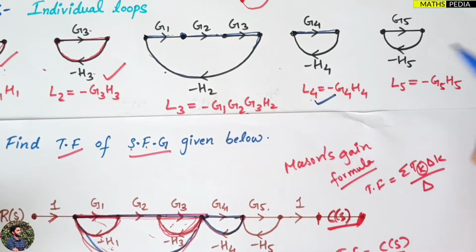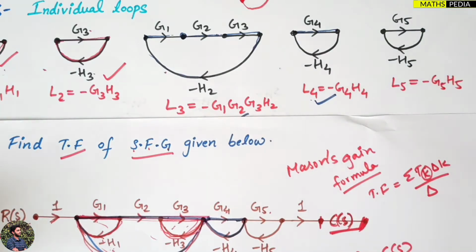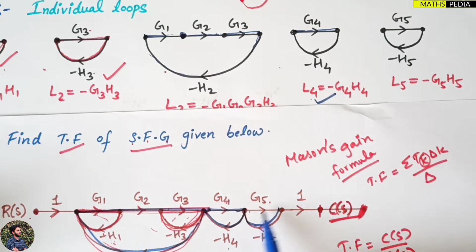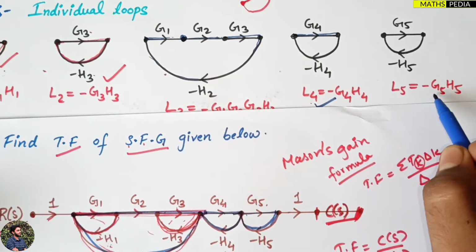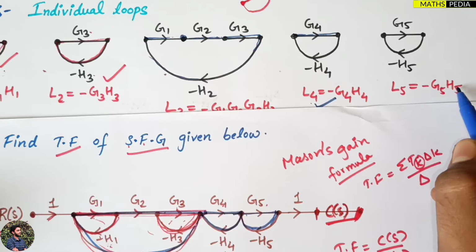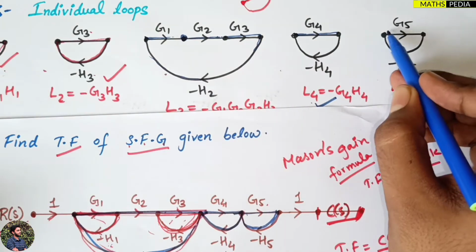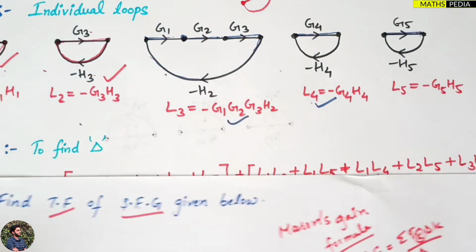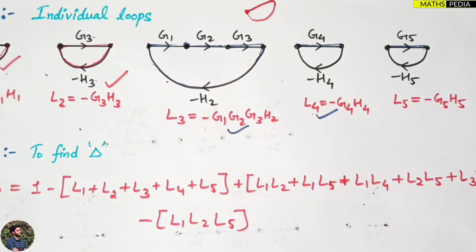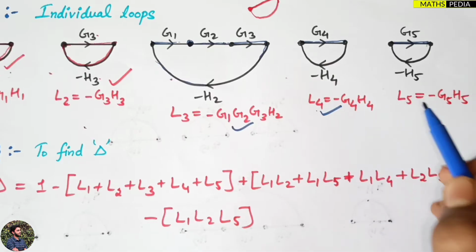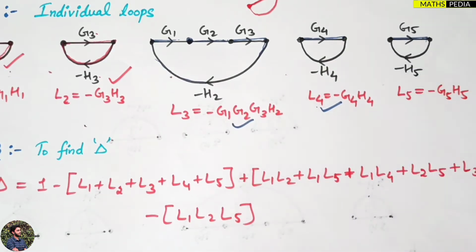Next, this I will consider L4. Next, the last and the final loop, here you can observe one small loop is there. So this I will consider as the L5, that is G5 and H5, minus sign is just multiply. Starting and ending point will remain the same. Now this is what I have done. So this is the second step. You have to write the individual loops and gains you have to write. Just multiply and write the gains.